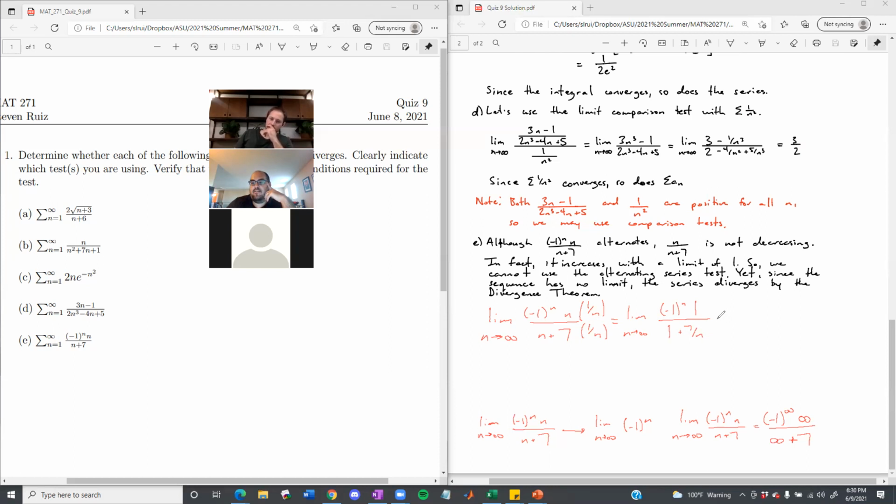So hopefully from there, we're leaving the -1 to the n alone right now. But as n gets very large, the 7 over n term is going to tend to 0. So now what I have is -1 to the n times 1 over 1. And that leaves me with the limit as n approaches infinity of -1 to the n. So are you okay with those first few steps?